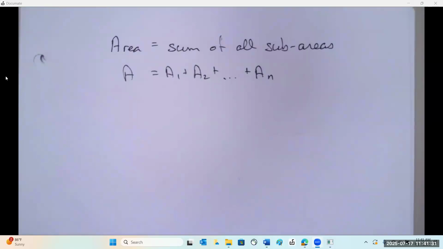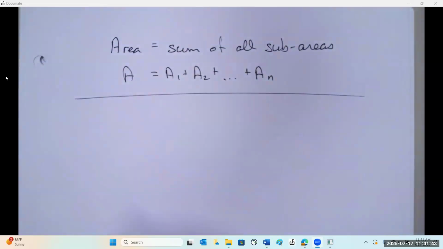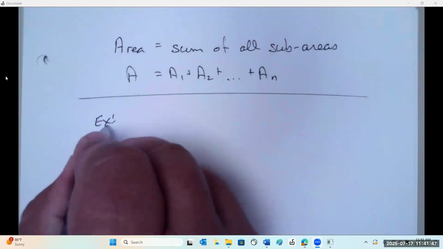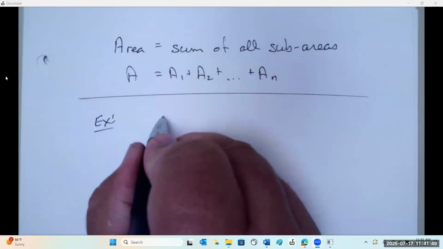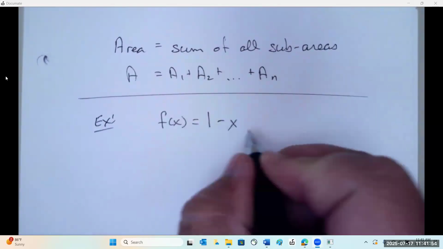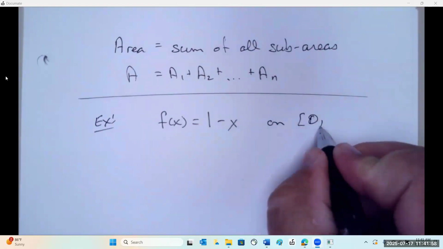So since it works for a rectangle like that, we can presume it's going to work for any object that we have. But that's the problem. Not all functions are that straightforward. Example, what if we had our function of 1 minus x squared and we went on this interval?